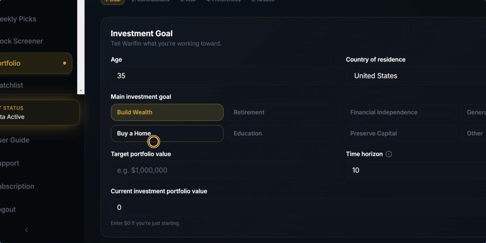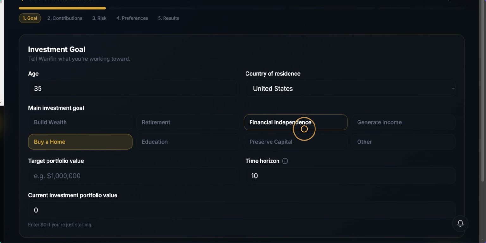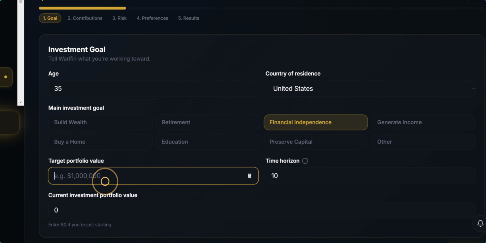If your focus is real estate, choosing buy a home aligns the strategy with a property purchase timeline. Alternatively, selecting financial independence shifts the focus toward long-term wealth accumulation. Specifying the target portfolio value gives the algorithm a clear milestone to calculate against.